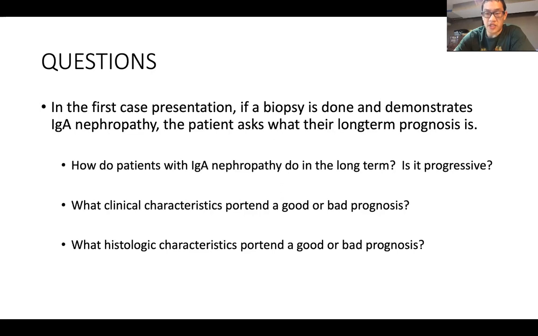Okay, Gonzalo says intermittent flares. That's actually pretty interesting. Patients who have flares when they have an upper respiratory tract infection and have that gross hematuria, interestingly, they tend to do better than those who don't have gross hematuria. I don't really know why, but that's certainly something that comes out when you look at the long-term prognosis.